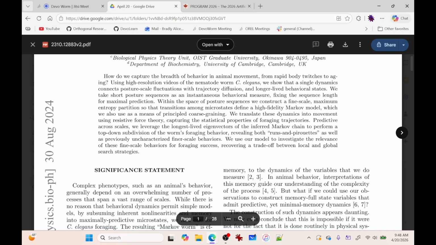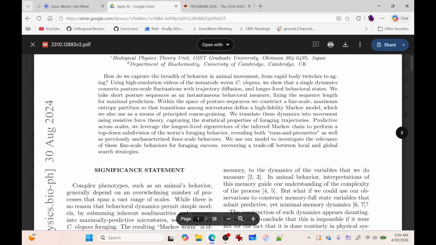And we want to capture all of this behavior because we tend to think of these circuits in the connectome as generating very simple movements, very stereotypical movements. But in fact, there's a lot of movement behavior diversity within the life cycle of C. elegans. So in this paper, they use high-resolution videos of the nematode C. elegans. We show that single dynamics connects posture scale fluctuations with trajectory diffusion and longer-lived behavioral states.